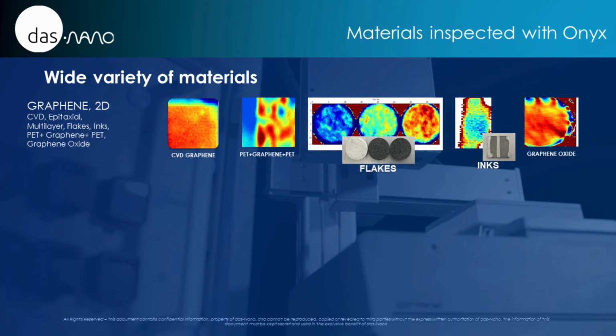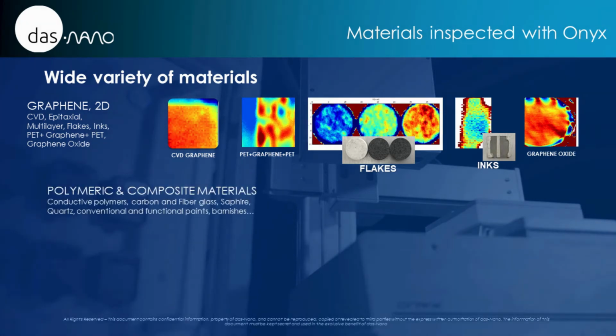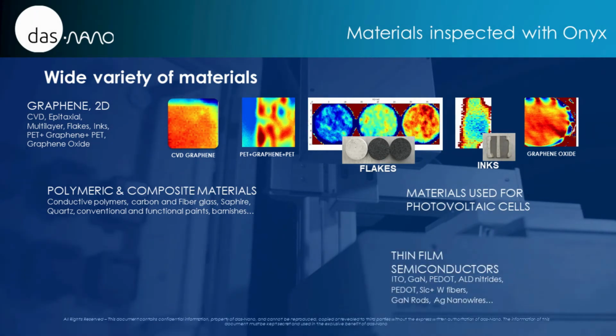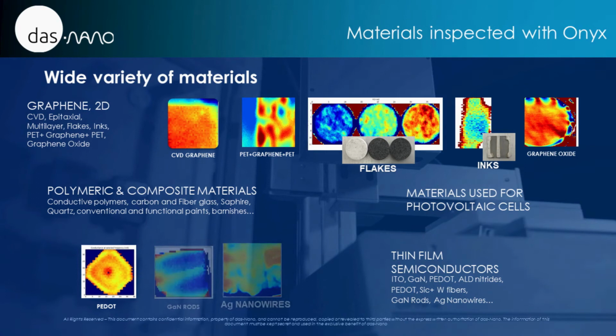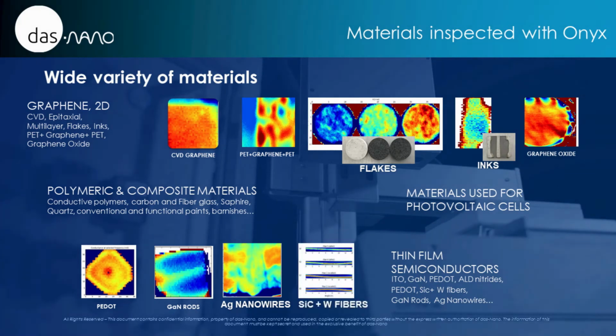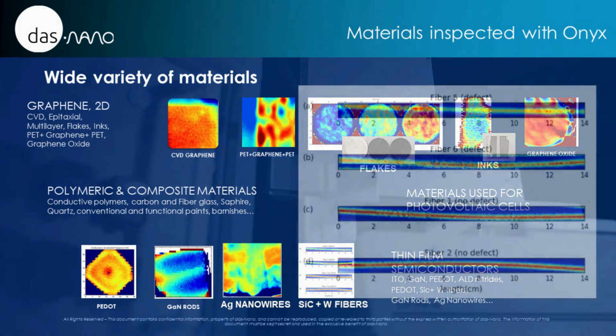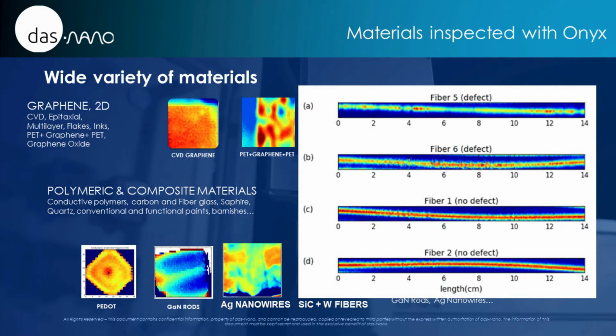Apart from graphene, there are many other materials that can be studied with ONYX, such as polymeric and composite materials, advanced materials for photovoltaic cells, and thin film semiconductors. For example, it is required to measure the homogeneity of the conductance of PEDOT samples fabricated by spin coating. Moreover, with our tool, we can analyze GaN rods and silver nanowires, among other sophisticated materials. Of particular relevance is the defectology information that ONYX can provide in silicon carbide fibers with a tungsten filament. You can see here 2 examples with manufacturing problems and 2 here manufactured perfectly.